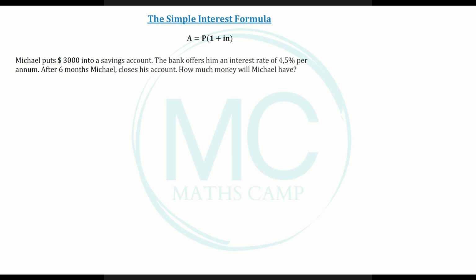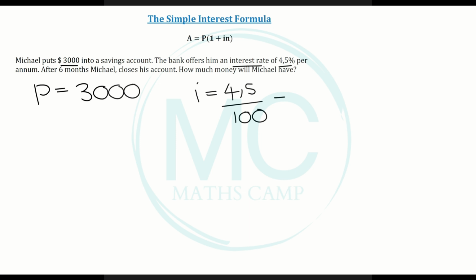Let's find our P, I, and N values. Michael puts $3,000 into his savings account. It is the amount he starts with. So this is our value of P. You can say P is equal to 3,000. The bank offers him an interest rate of 4.5%. This is our I value. So we say I is equal to 4.5 over 100, and we get 0.045.